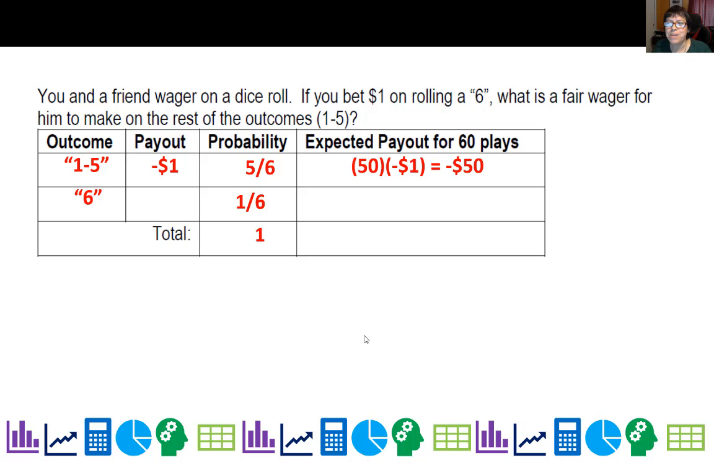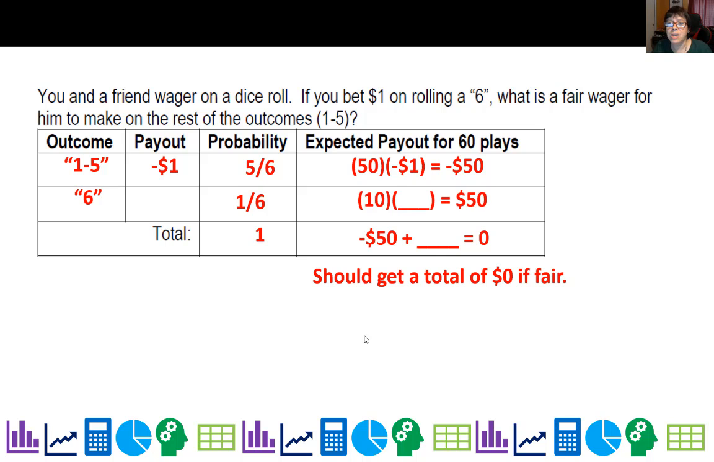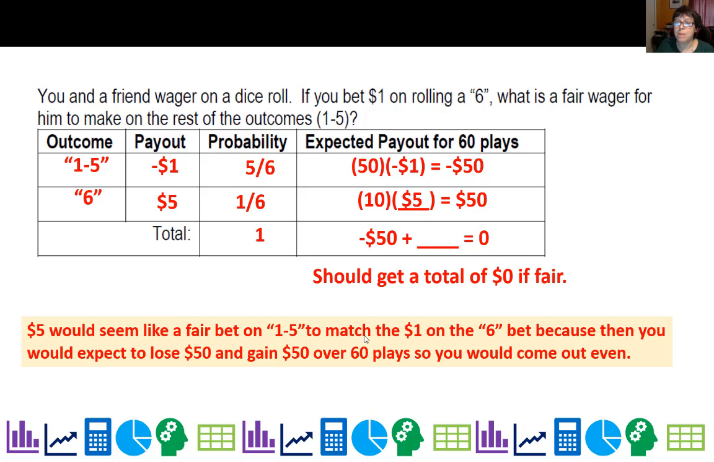That's important. If we did 60 plays, we would expect you to lose 50 of them. So you'd lose $50. That's a lot. And we would only expect you to win 10 of them, right? So we should get a total of $0 if it's a fair game. So if you're losing $50, how much money do you need to make on the other 10 plays to come out even? Well, you would need to make basically $5. So $5 would seem like a fair bet on 1 to 5 to match the $1 on the 6 bet, because then you would expect to lose 50 and gain 50 over 60 plays, so you come out even.